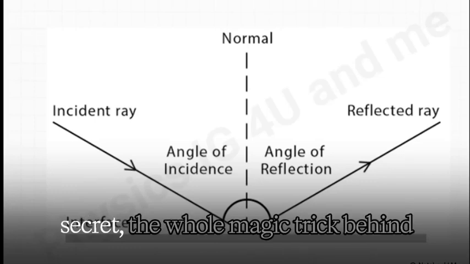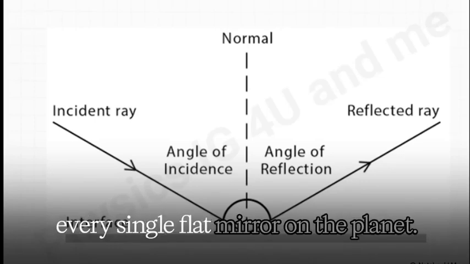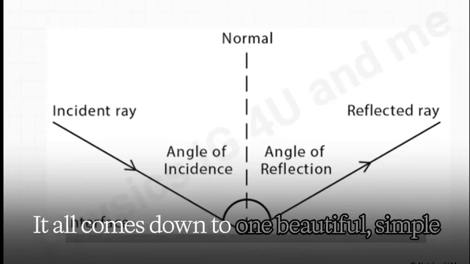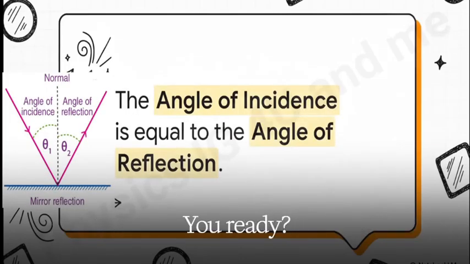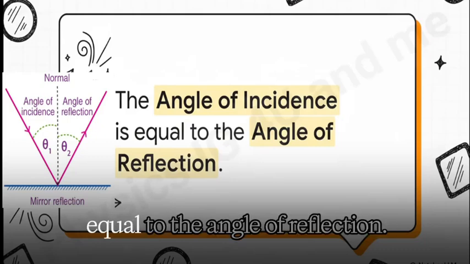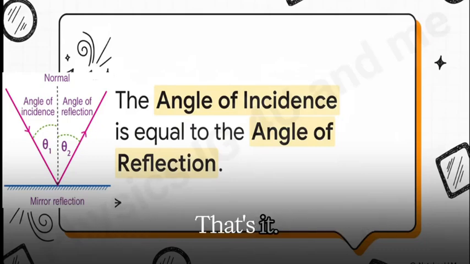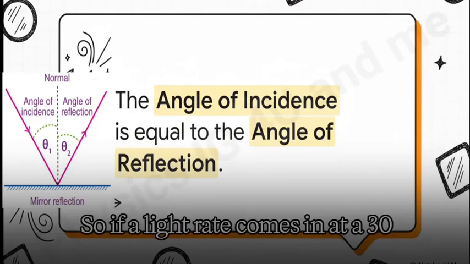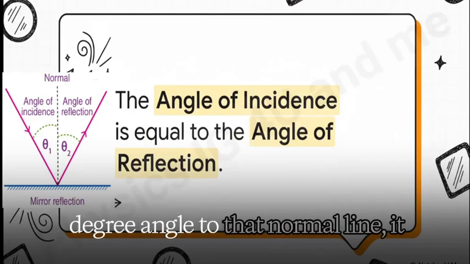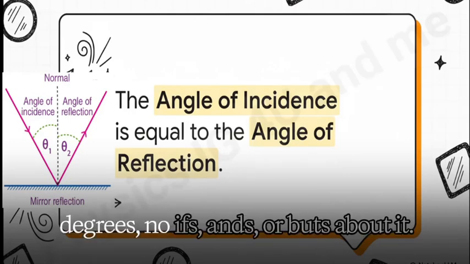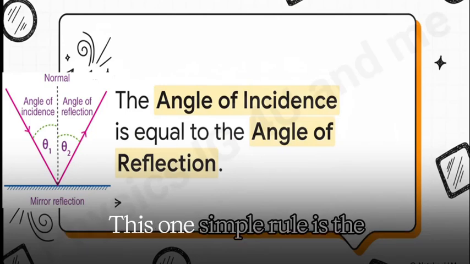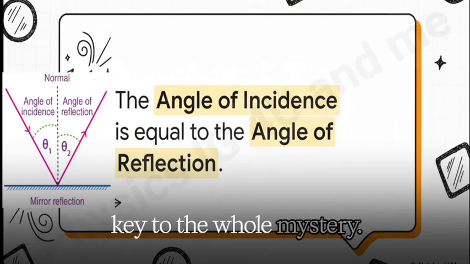The entire secret, the whole magic trick behind every single flat mirror on the planet, it all comes down to one beautiful, simple rule that connects them. And here it is. You ready? The angle of incidence is always equal to the angle of reflection. That's it. That is the entire law. So if a light ray comes in at a 30-degree angle to that normal line, it has to, without fail, bounce out at 30 degrees. No ifs, ands, or buts about it. This one simple rule is the key to the whole mystery.